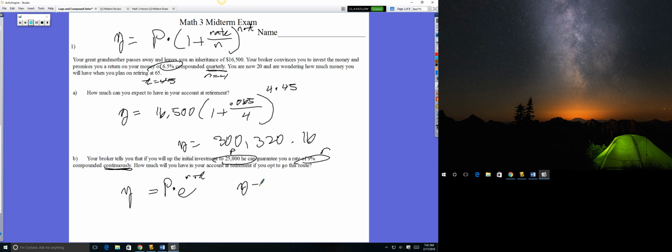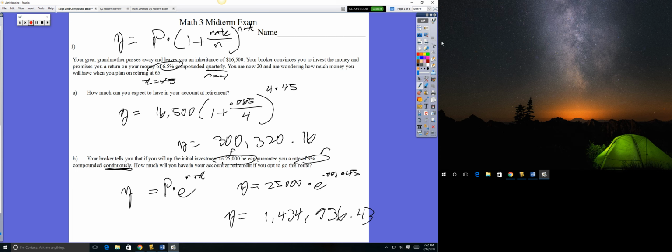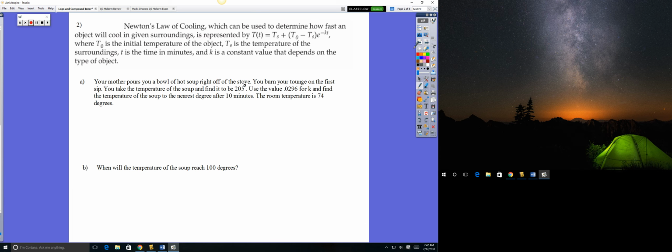So here we go. Y is equal to 25 grand times e to the 0.09 times 45. Still the same amount of time, 45 years. And the amount of money you're going to have is $1,434,936.43. Okay, number two.